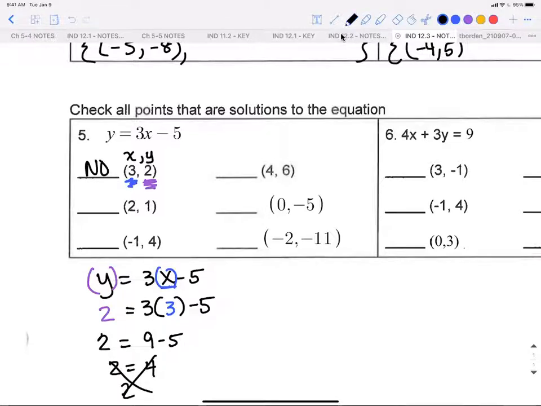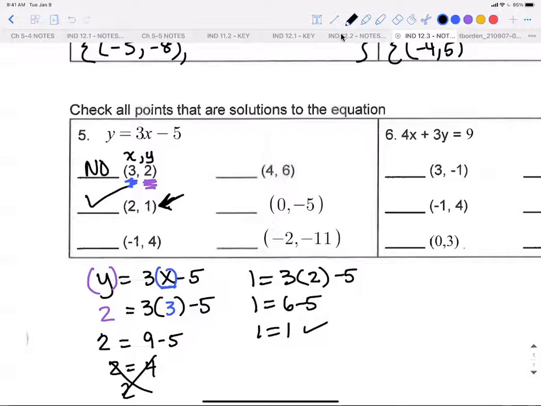All right, now you have to do it again with 2, 1. So I'm going to plug in the 1 because that's the Y value. 1 equals 3 times the X, and I'm doing the 2, 1 point. So 1 equals 3 times the X value, which is a 2, minus 5. 1 equals 6 minus 5. 1 equals 1. That one checks out. So this one would be a check. Check all the points that are solutions. If you get a true statement, it's a check. If you get a false statement, then either leave it blank or put no.